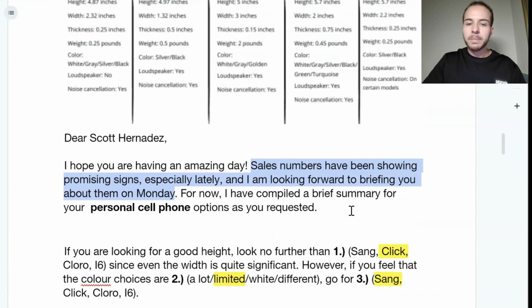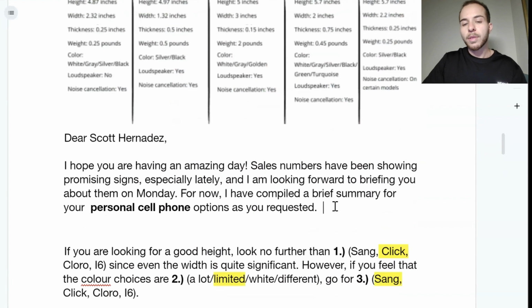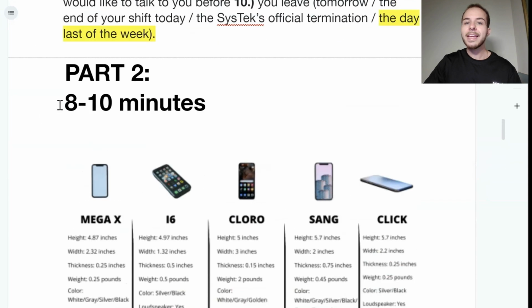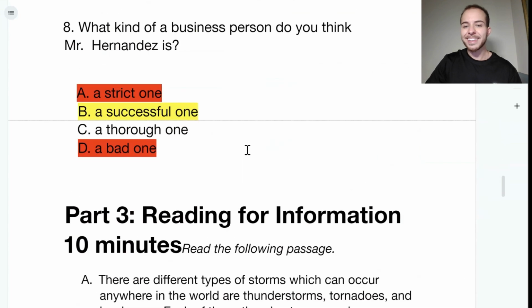So I'm not seeing much about Scott being thorough, because it is Paul who is being thorough with his details. So we could assume that Scott is successful. That seems okay. Click and click. Awesome. That was part 2. I think that took us 10 minutes, maybe 9 minutes as well. So we are right on track, because that will take 8 to 10 minutes. Okay, we are doing well. Let's continue.